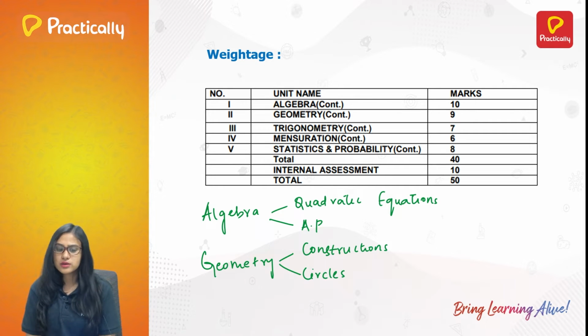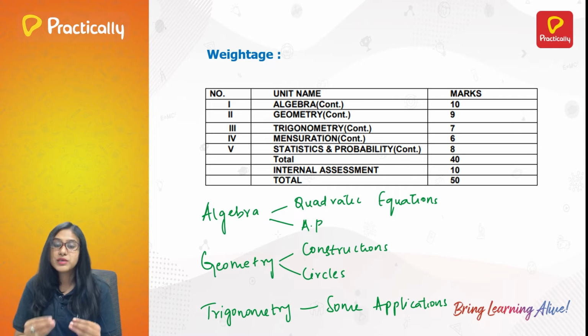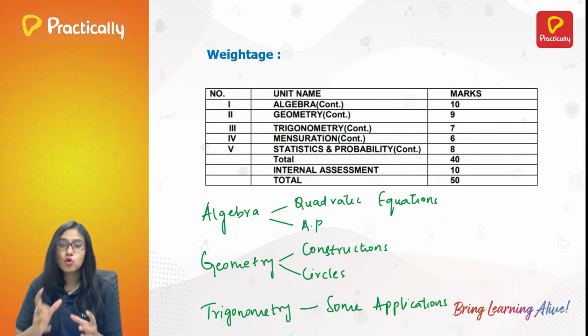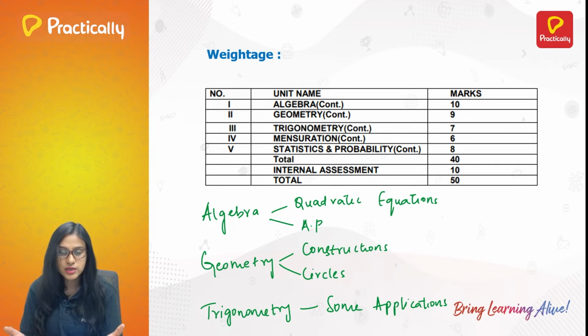So yes, next comes trigonometry. That is some applications of trigonometry you have. For this chapter, you have to be thorough with the trigonometric ratios. So please make sure you go through the trigonometric ratios once. Do not get confused between 30 degrees and 60 degrees. Okay, go through all the trigonometric ratios: sine, cos, tan, cot, cosec and sec.